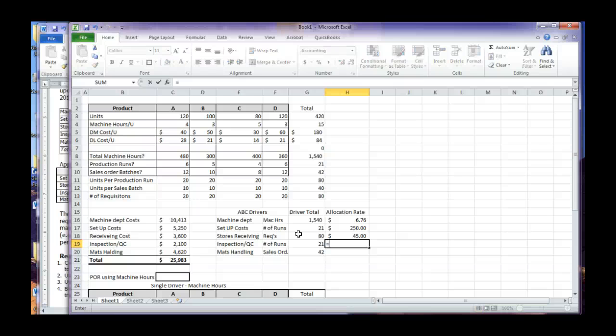That's all that's saying. With inspection, it's going to cost you $2,100 to inspect for the entire year. And you're doing it 21 times, which means every inspection costs $100. Here you've got the materials handling of 4620. We're going to do that by sales orders, which are 42, meaning of life. All right, so these become your allocation rates for ABC.